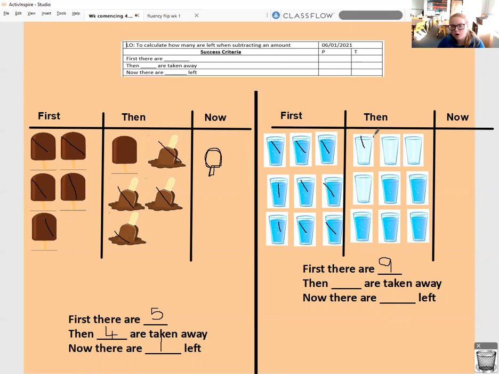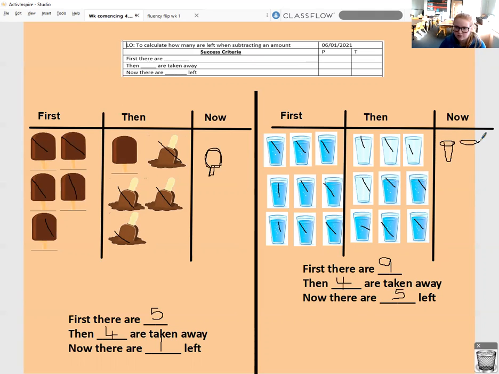So let's have a look. 1, 2, 3, 4. So then 4 are taken away. How many are left? If we started with 9, 4 are taken away. How many were left? 1, 2, 3, 4, 5. 5 are left, and we can draw our glass of water in here.